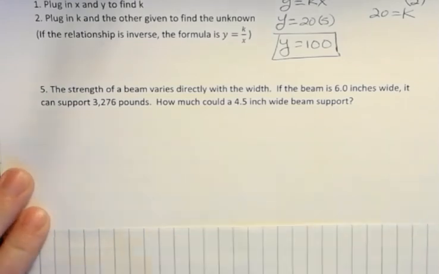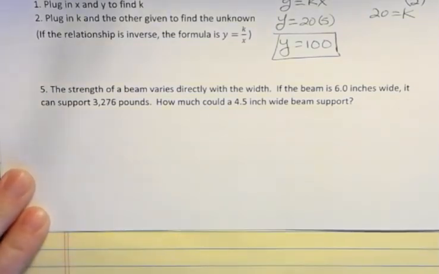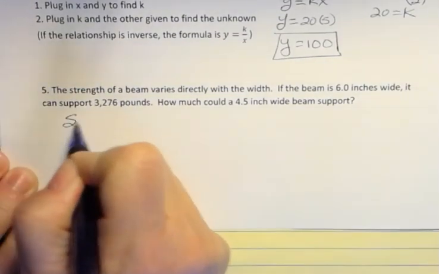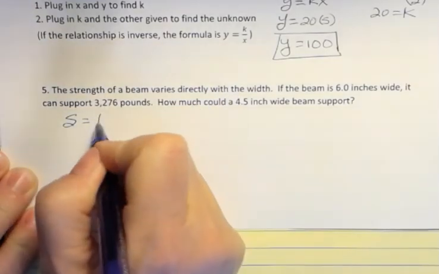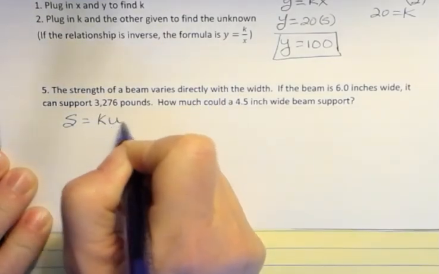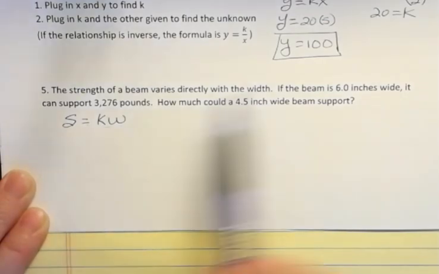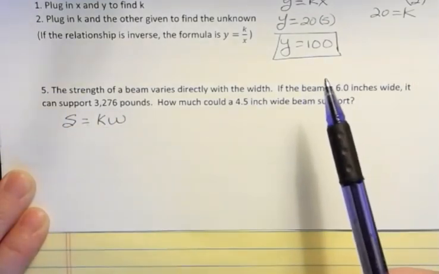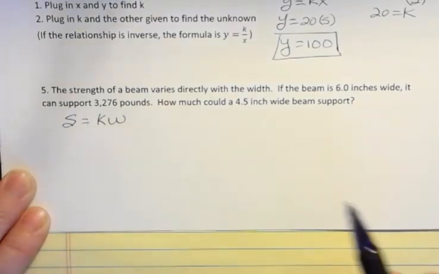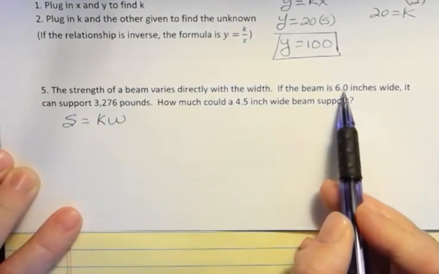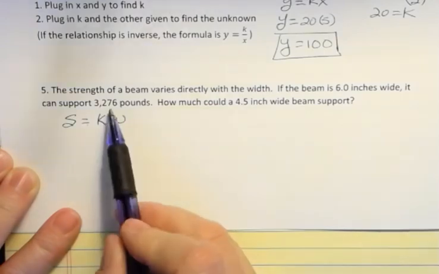Okay, here's an example of a direct variation. The strength of a beam varies directly with the width. Let's say the strength is S. It varies directly with the width, so the K we don't know, but we know that the strength varies directly with the width. So it's the same basic formula that we saw before. Instead of X and Y, I'm using S and W. If the beam is 6 inches wide, it supports this many pounds.